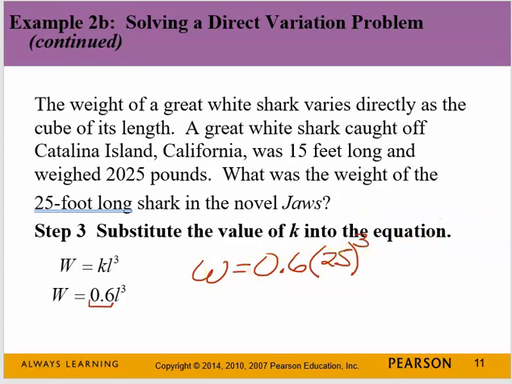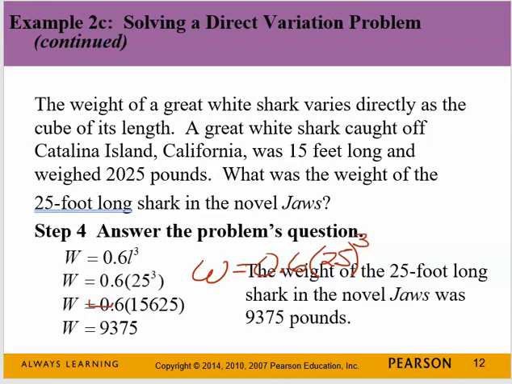All right, the next slide is going to show us what happens here. And let's clear it up. And we get 15,625 when we cube 25, multiply it by 0.6, and it ends up being 9,375. And historically, that was the weight of the big white shark in Jaws that some of you may have seen. All right, let's go on.